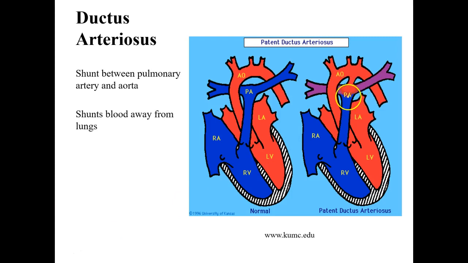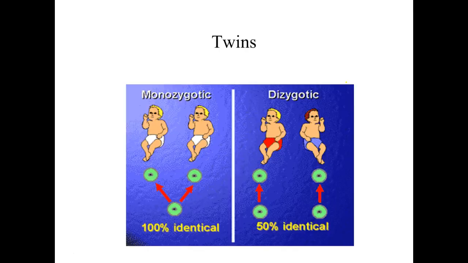If you look, you can see the difference in the two pictures where the aortic arch is, and this one over here has the shunt. And just know that the two shunts on the heart are shunting blood away from the lungs. That's their primary reason for being there.